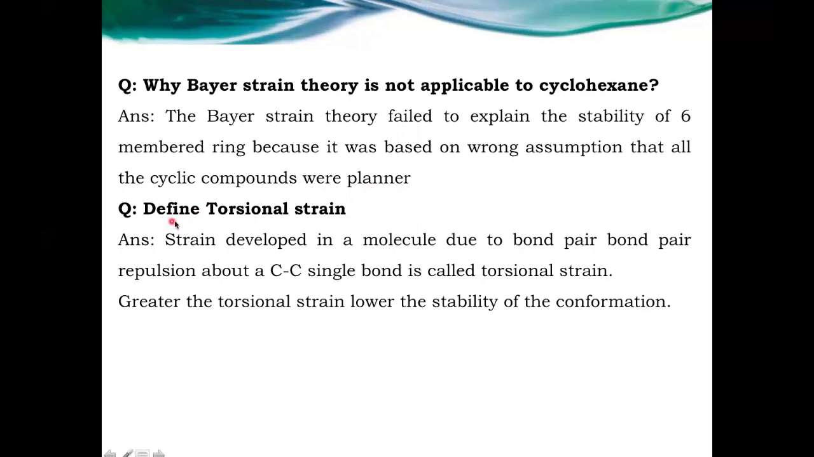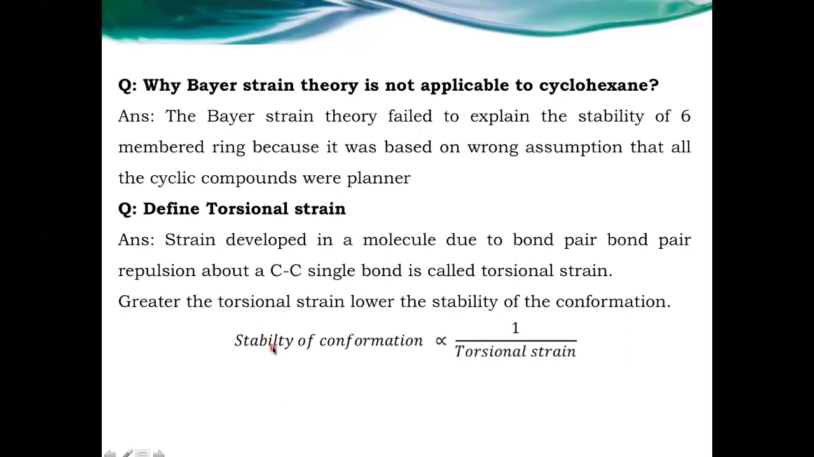Similarly, another question is: define torsional strain. What is torsional strain? Molecules having strain about the carbon-carbon single bond. This arises due to bond pair repulsions. The greater the torsional strain, the lower the stability of the conformation. So the stability of any conformation is inversely proportional to torsional strain. Higher the torsional strain, lesser the stability, and if it is lower, then stability increases.